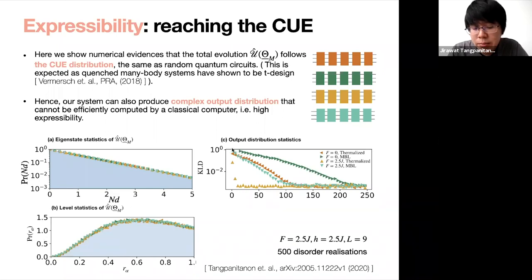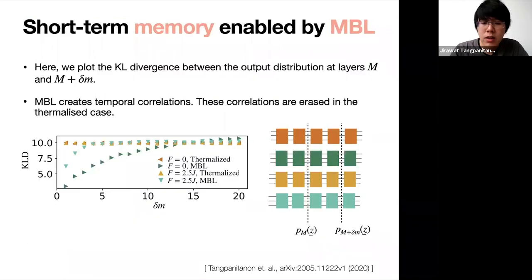If you don't drive and you have MBL, then the system, although you get Porter-Thomas at the end, it's very slow. And the driven MBL and undriven thermalized seem to have a similar decay rate. Now, although the long time limit of these two cases are very similar, in short time there are some properties that are distinctly different in the four cases, which is basically that the MBL case has some short-term memory or temporal correlation. So what we do here is we calculate the difference between the output distribution after M cycles and M plus delta M cycles.